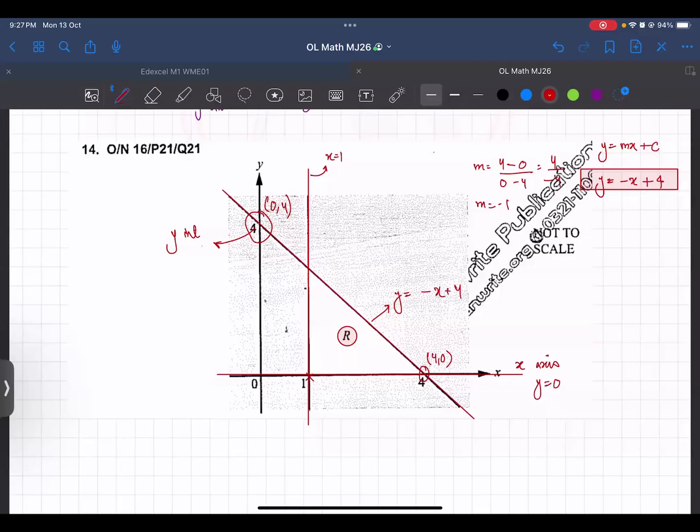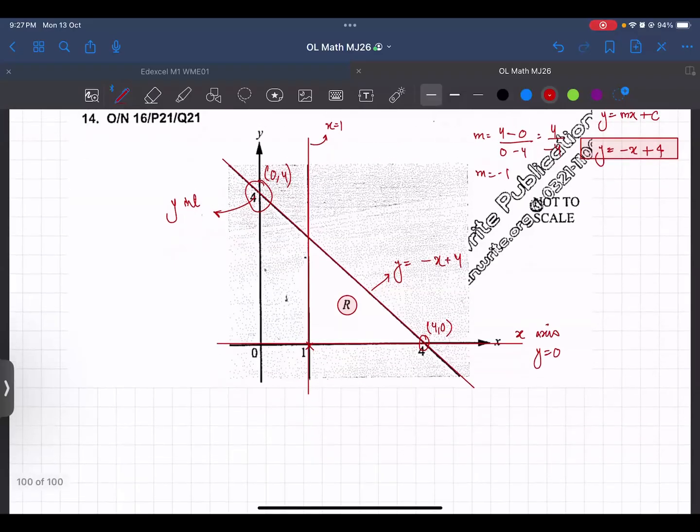And now you have to put in the correct inequality for the unshaded part, the R region. You can see for the R region, it is to the right side of x equals 1. So this would be x is greater than or equal to 1 because it is to the right of the line. This R triangle is above the x-axis. Above the x-axis means that your inequality would be y is greater than or equal to 0, above the horizontal line. So that's why you put in the greater than.